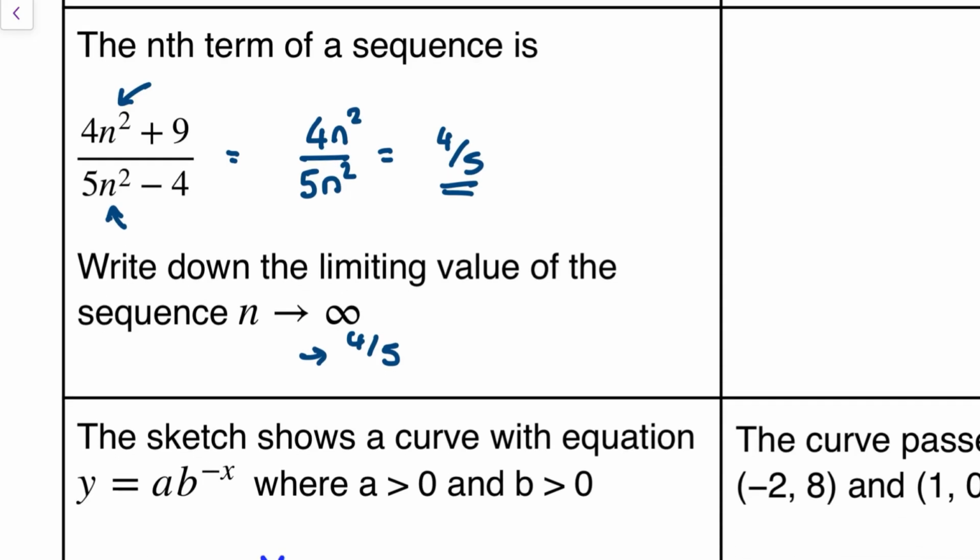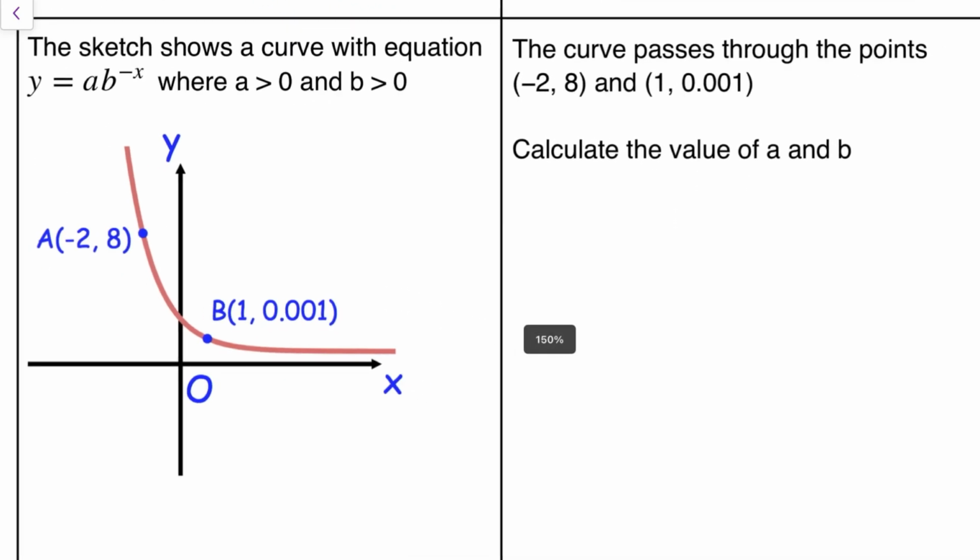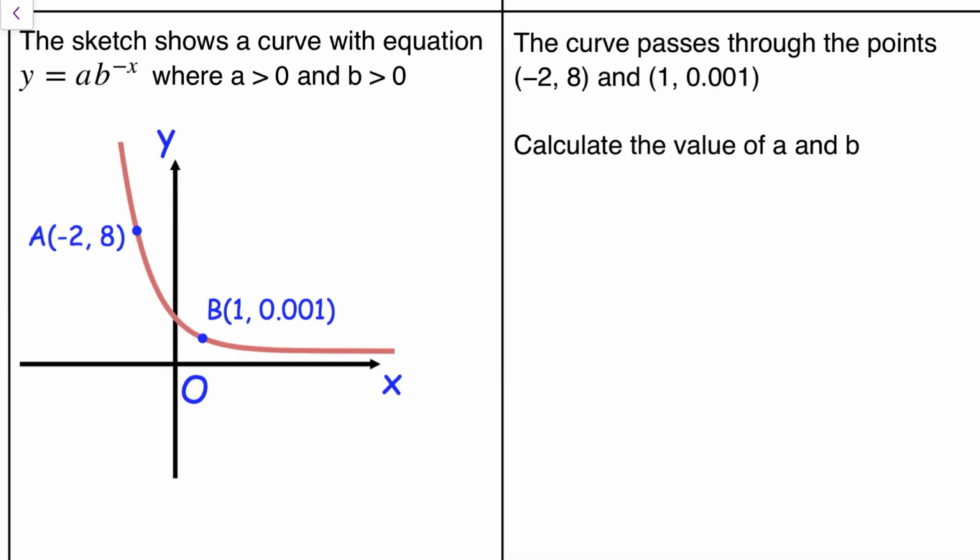Either way, question done. Next question. The sketch shows a curve with equation, and then it's a negative exponential, as in it's going down, it's decaying, where a is greater than 0 and b is greater than 0. And it must be, because otherwise I'd have a curve that's going the other way. So in a way, the graph tells me that already.